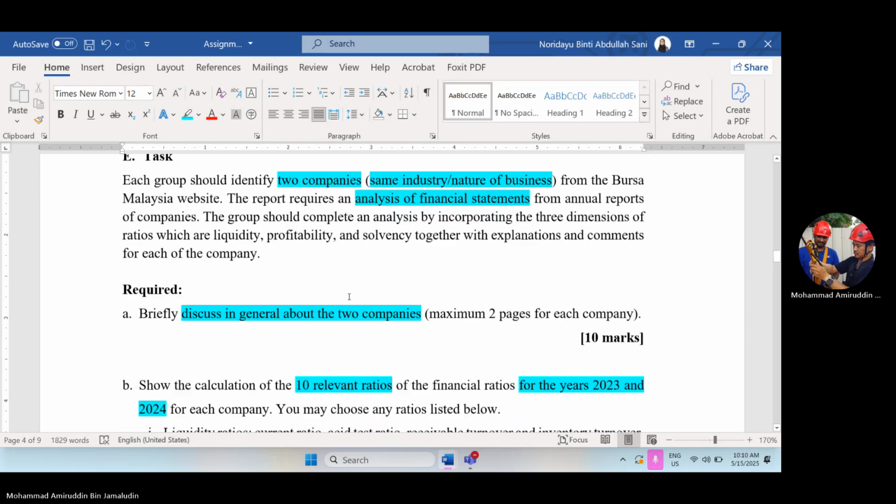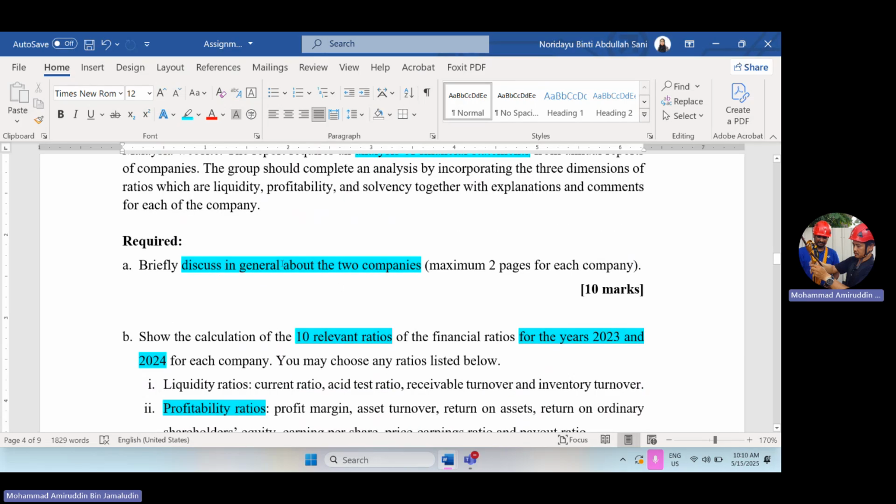Okay, firstly, discuss the general information about the 2 companies. What they are doing, when they started their business, how many branches they have, which state they are located in, or maybe they have overseas branches. I suggest a maximum of 2 pages for each company. 1 page is sufficient, or else you will give me the 12 names of the directors. No need. Maybe you want to tell about the directors: the company consists of 12 directors, enough.